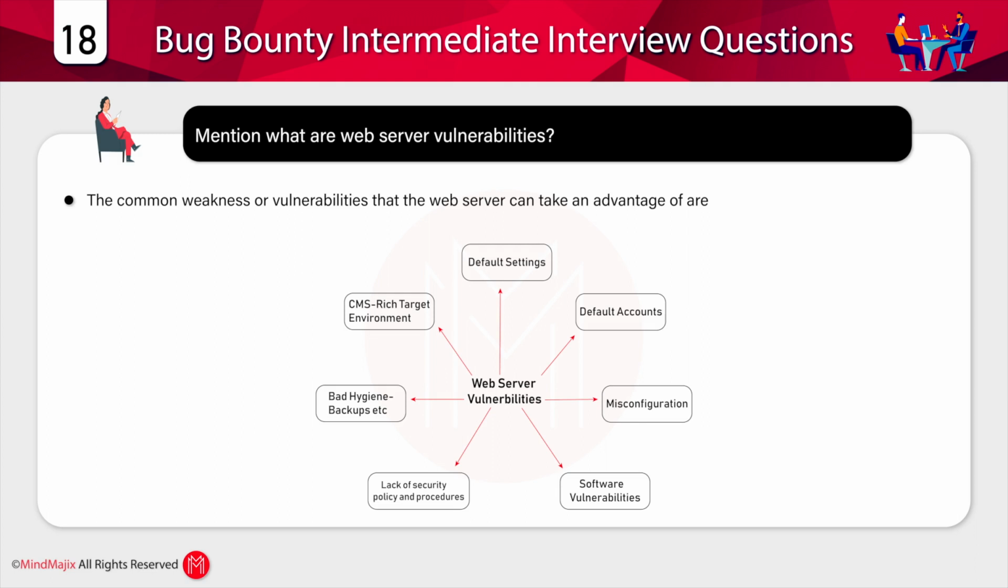mention what are web server vulnerabilities. These are the common weaknesses or vulnerabilities we see in a web server that can lead to hacking. A hacker can take advantage of these types of vulnerabilities. The first is default settings. Most administrators leave the default settings. If you buy a device like a firewall or something else, they will leave the username and password as admin and admin. That's nothing but default settings.